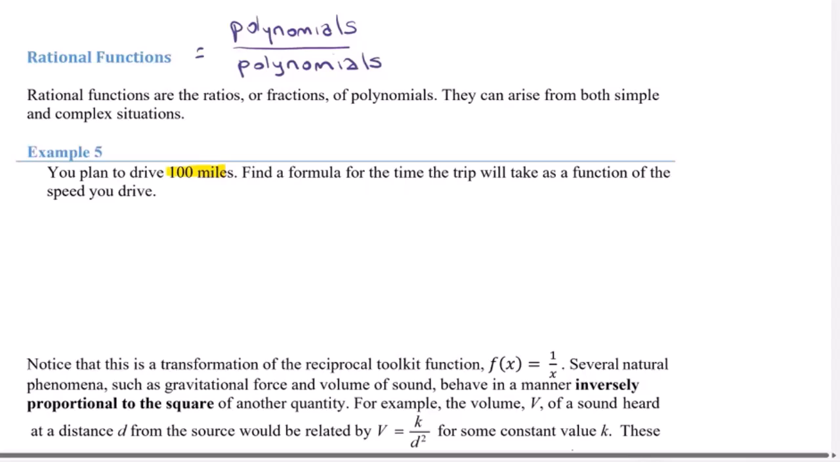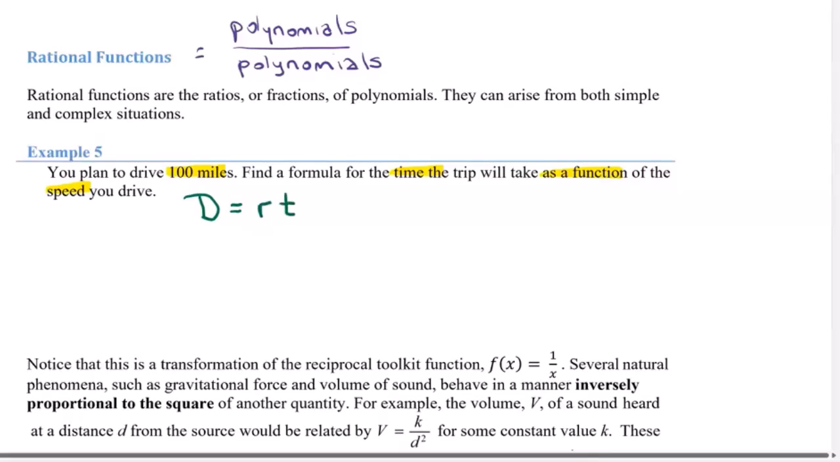Find a formula for the time the trip will take as a function of speed. Okay? So we want time as a function of speed. So we start off with a formula that you may or may not know, which is that distance is always equal to rate times time.